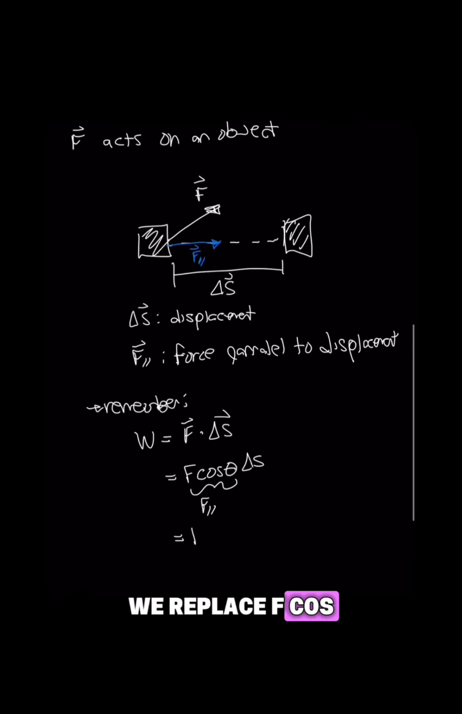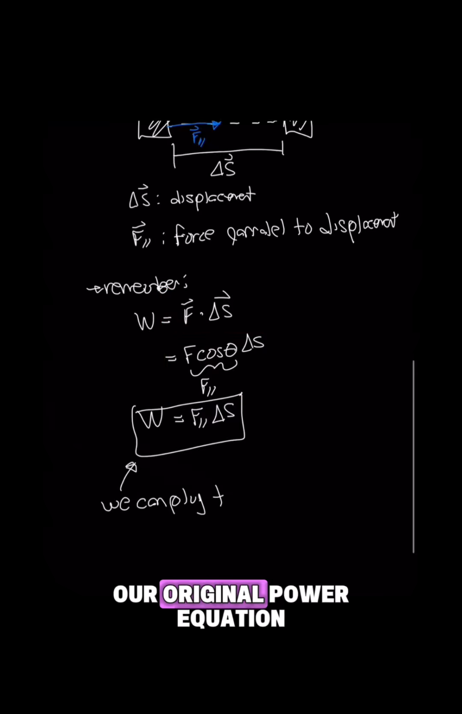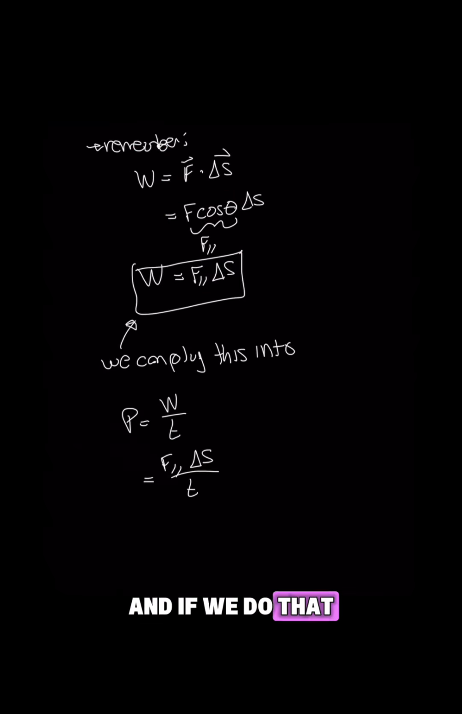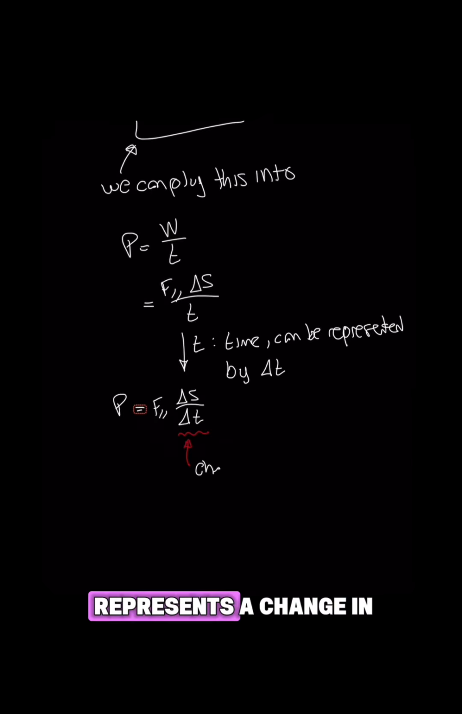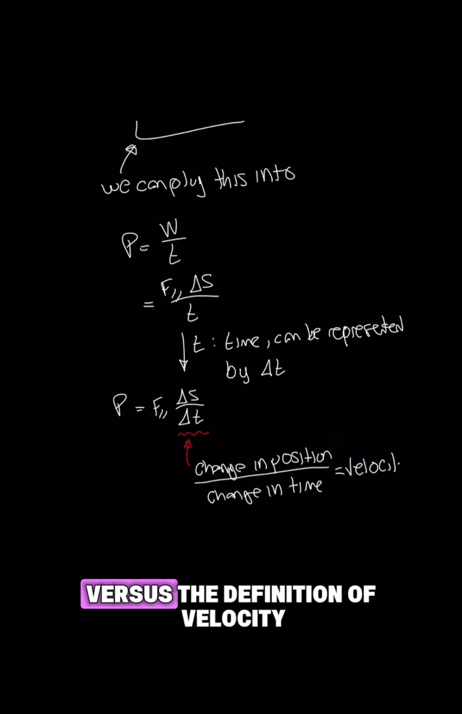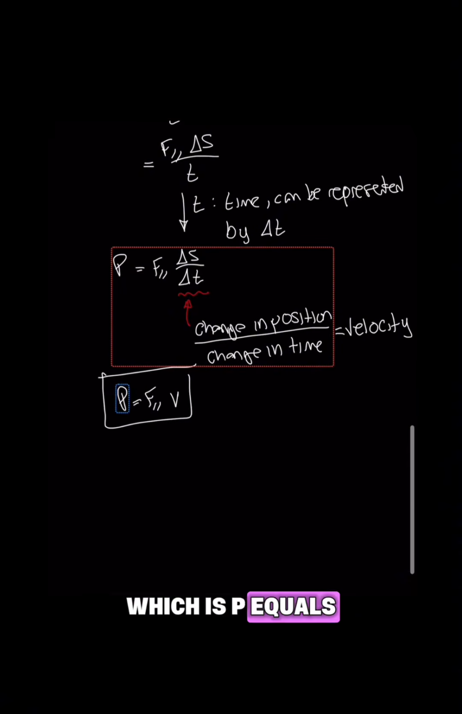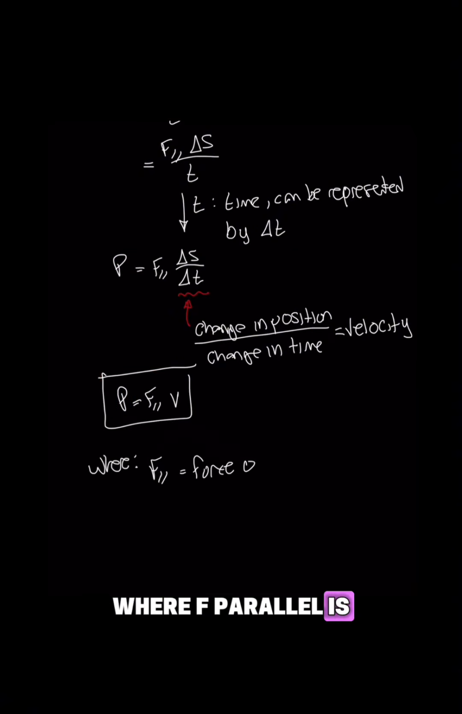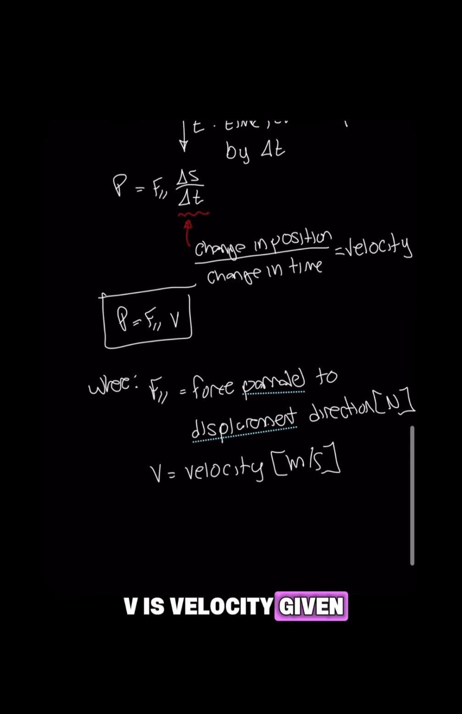If we replace F cos theta with F parallel, we get this expression here, and we can plug this into our original power equation. And if we do that, we can identify that time can also be replaced by delta T. And this term here represents a change in position over change in time, which is the definition of velocity. So we arrive at our final equation here, which is P equals F parallel times V, where F parallel is the force parallel to the displacement direction given in newtons, and V is velocity given in meters per second.